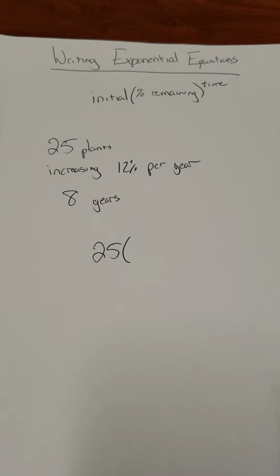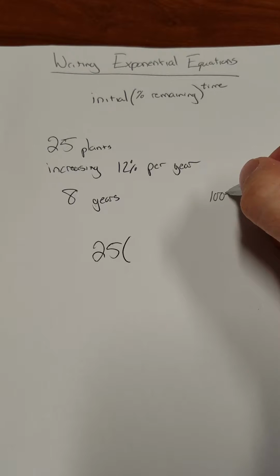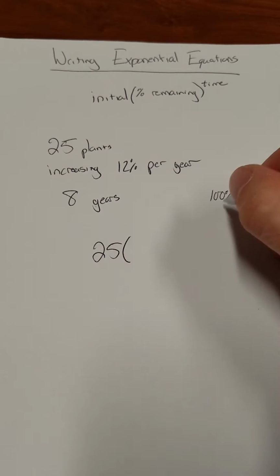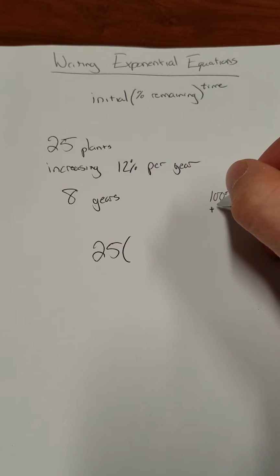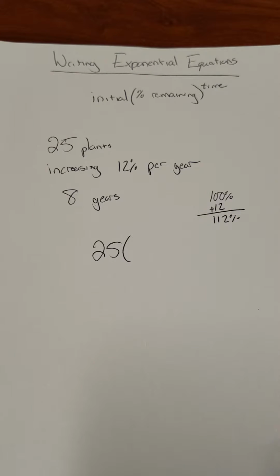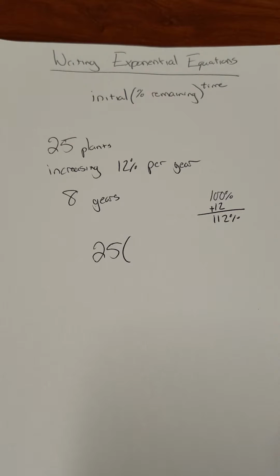Well, percent remaining. Here's the thing. Every time you start with a problem, you start with 100% of your amount. Okay? We are increasing, so that means we need to be adding, and then we're going to add 12%. So that means we have 112% remaining after 1 year. Now, if this was a decreasing problem, that means we would need to subtract right here. But it's adding, so we would put 112%.